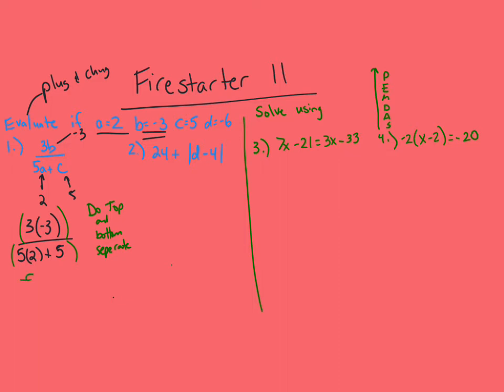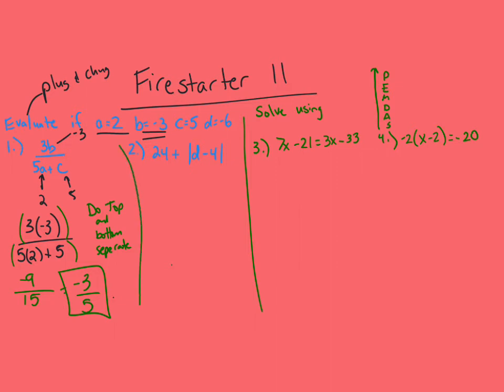So I'm going to do the top all by itself. I'm going to get -9. I'm going to do the bottom all by itself. 5 times 2 is 10. 10 plus 5 is 15. So -9 over 15. You could write it as a decimal, but I'm not going to. I'm actually going to divide both the top and the bottom by 3. I'm going to get -3/5. Best answer right there. All right.